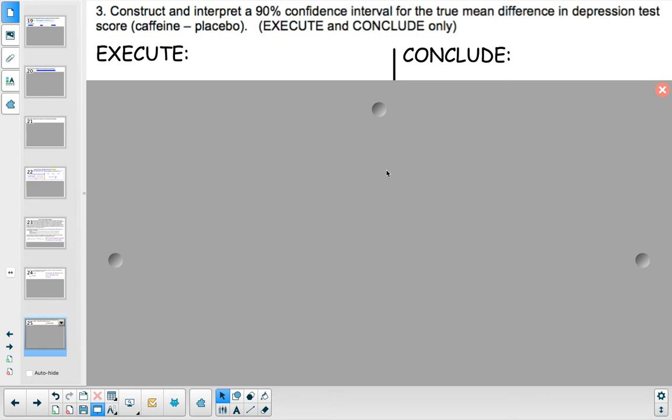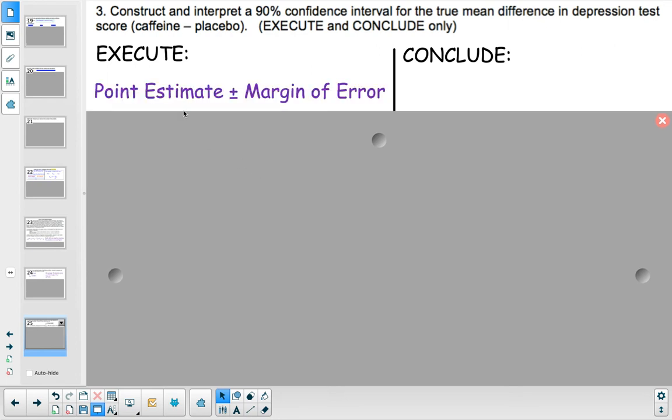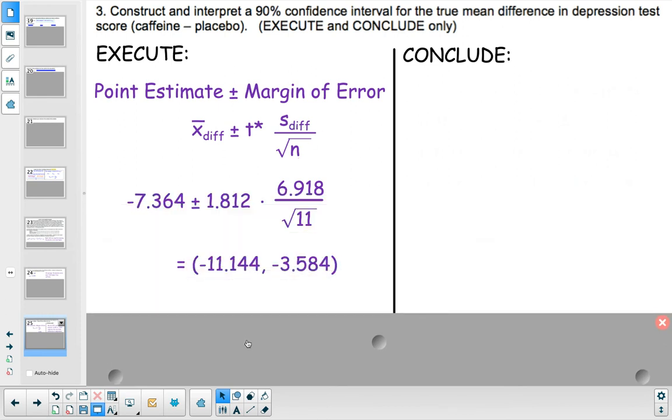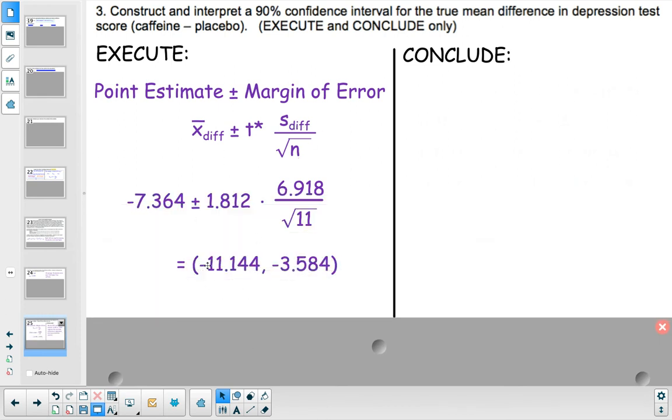3, construct and interpret a 90% confidence interval for the true mean difference in depression test score. So it's going to feel like you're back doing a confidence interval on one group because we end up just with the differences. So your execution: point estimate plus or minus margin of error, the x-bar difference, since we're trying to estimate mu difference, that true mean difference, and the standard deviation of the differences. Plug those numbers in, and then you get your confidence interval.